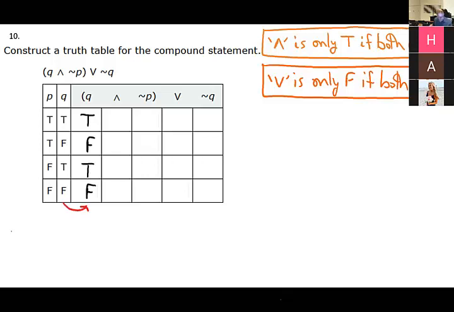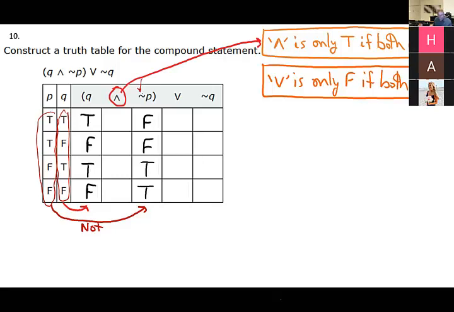I notice there's a Q column, so I take the values of Q right here, and I just move them over under the Q. So true, false, I just slide it over, true, false, true, false. There's also a not P. Well, P is true, true, false, false, but you're doing the negation of that. So you change trues to falses and false to true. So true, true, false, false becomes false, false, true, true.